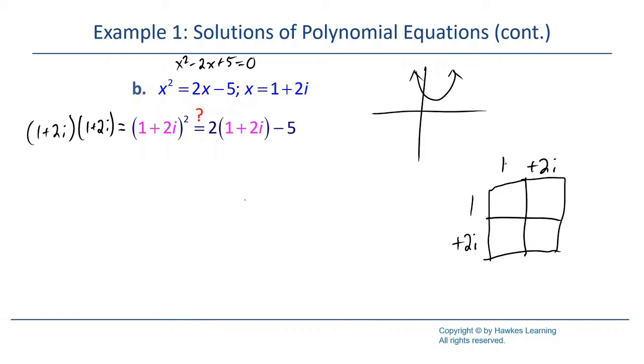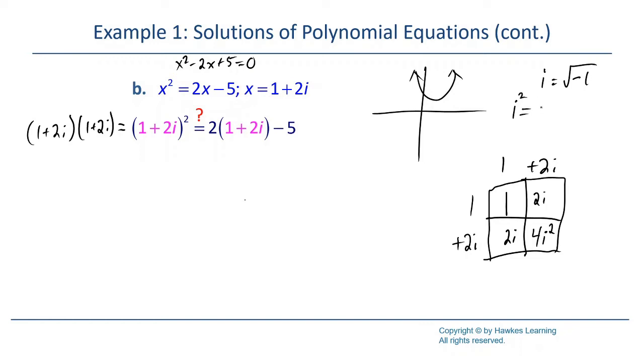So 1 times 1 is 1. 1 times 2i is positive 2i. Technically, I don't have to write that it's positive. And then 1 times 2i is still 2i. But then 2i times 2i is going to be 4 times i squared. Now, first of all, remember i is equal to the square root of -1. Because it's an imaginary number. You can't have the square root of a negative.